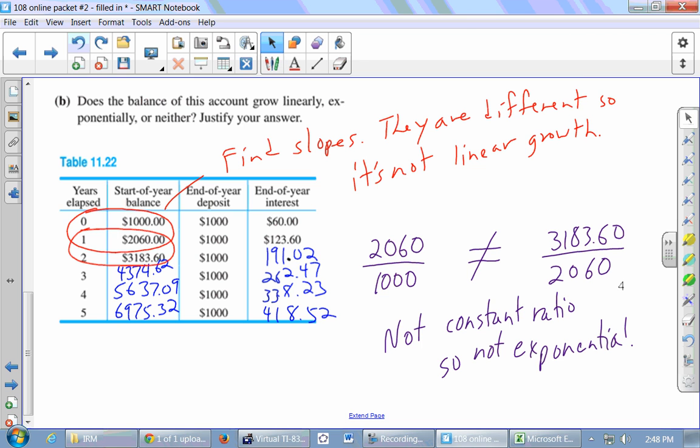So this setup actually has some linear part, but it also has some exponential part. And in the end, it's not either one. The linear part is continuing to add 1,000 each year. The exponential part is multiplying by the 6% interest, but doing the two of them together, adding 1,000, but also getting the 6% interest, makes it not linear and not exponential.